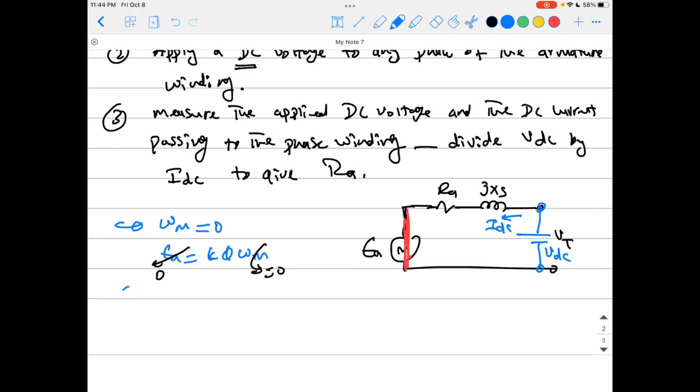Besides, we are using a DC voltage, not an AC voltage, which means the frequency equals 0. This will force XS to equal 0. So you don't have XS also. XS is also a short circuit like that, because if you remember, XS equals 2 pi F LS. Having a 0 frequency means the reactance equals 0 here.